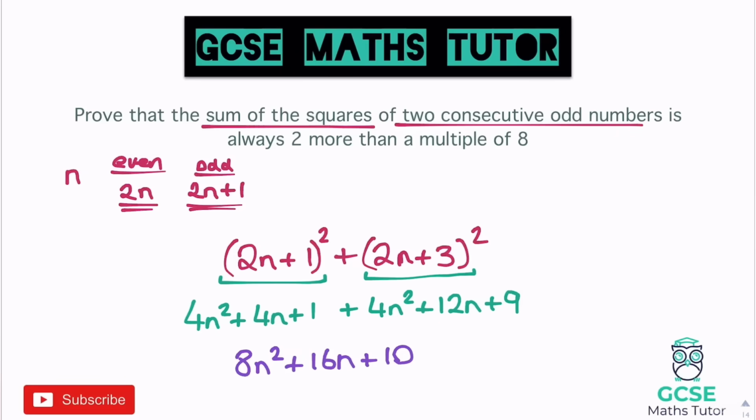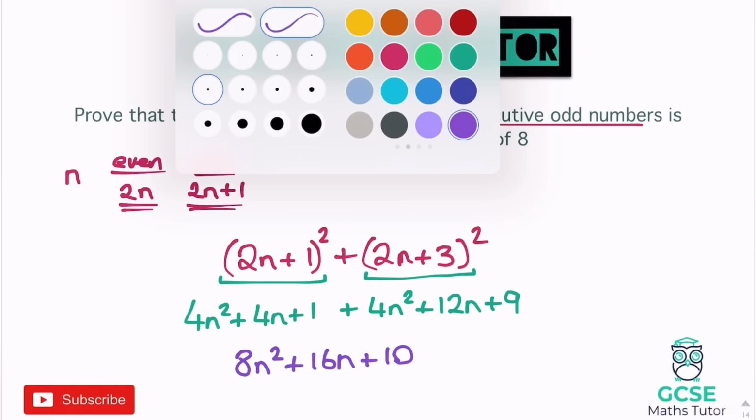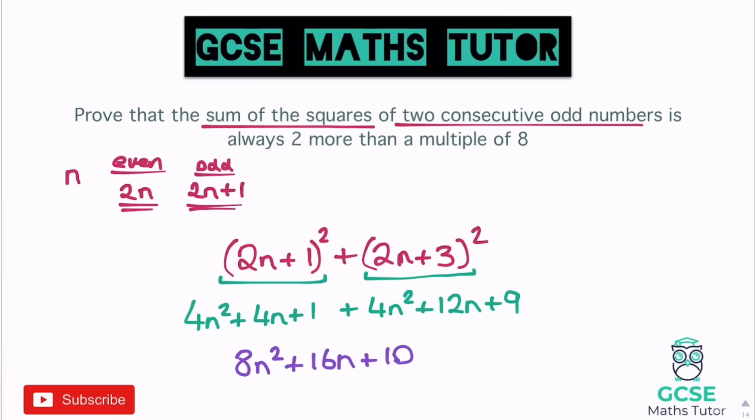Now what I could do at this point is, if it had said prove that it's always even or prove that it's a multiple of 2, I could just factorise it by 2, and that would show that any number that I sub in there would be multiplied by 2, but it doesn't say that. It says it's always 2 more than a multiple of 8. So I'm looking to try and factorise this by 8.